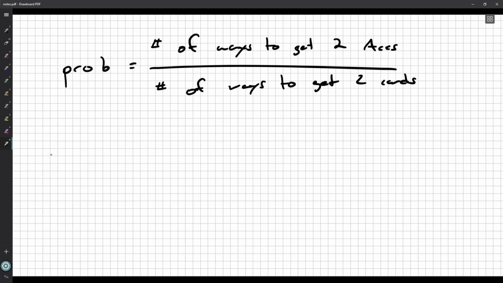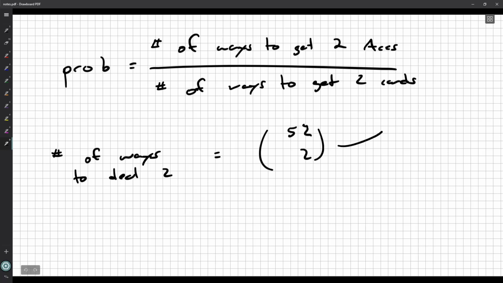So out of a standard 52-card deck, the number of ways to just be dealt 2 cards? Well, just take your 52 cards and choose 2 of them. Because when you think about a hand of cards, it doesn't really matter the order you hold them in. It doesn't matter the order you get them in. Order doesn't matter when you play poker or bridge or anything like that. So that's going to be the bottom here.